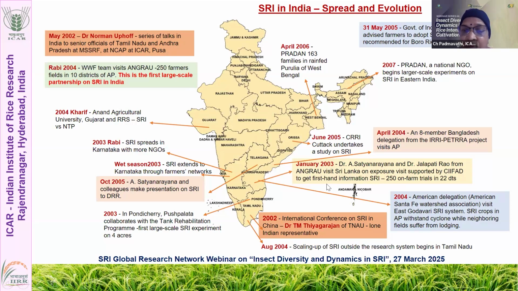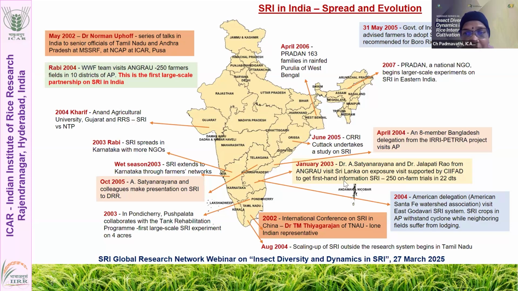And also in 2003, Dr. Satyanarayana and Jalapathi Rao from Acharya N.G. Ranga Agriculture University, based at Hyderabad, visited Sri Lanka for an exposure visit, which was supported by Cornell University. And immediately after coming back, Dr. Satyanarayana Garu was very much excited with that SRI experiment seeing at Sri Lanka, that he started 250 on-farm trials in 22 districts in Andhra Pradesh.